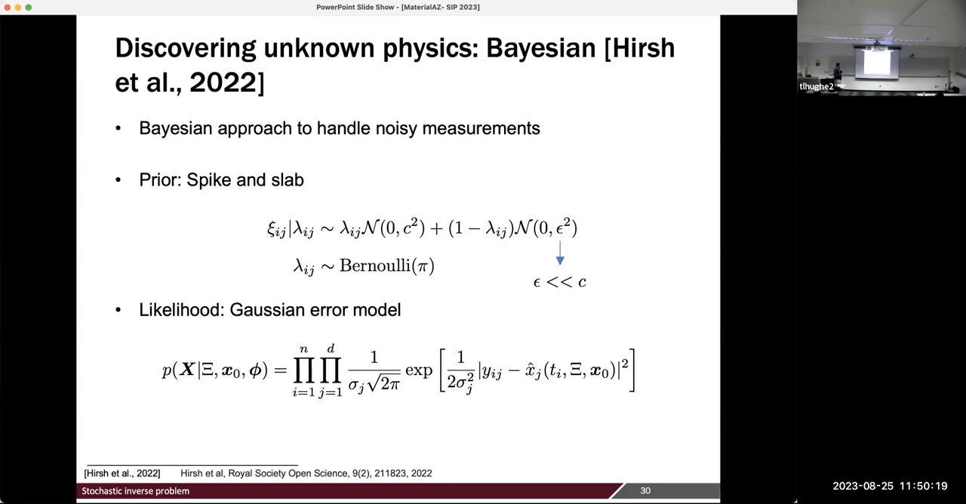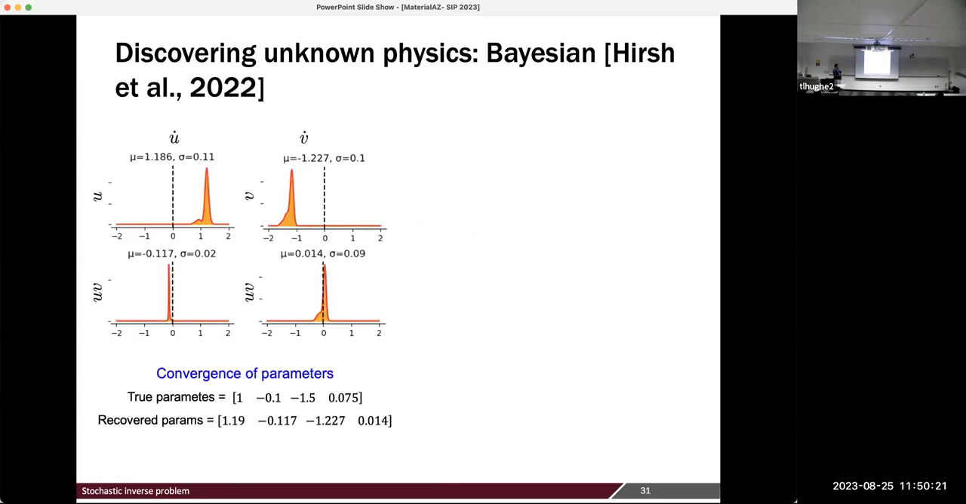They use this method, they solve the problem, and I'll show you some results. So these are the true parameters. U dot depends on U and UV. V dot depends on V and UV. So they were able to recover the system accurately. They were also able to get the parameters very accurately. So the first coefficient was 1, they recovered 1.19, and so on and so forth.